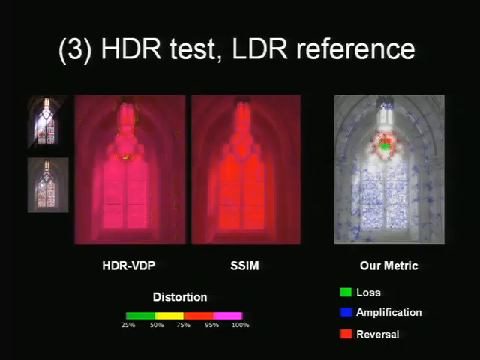But something interesting happens when the images have different dynamic ranges. In this case, the large magnitude of differences due to dynamic range saturate the distortion maps of both HDR-VDP and SSIM, and it occludes the distortions caused by the local blur. Our metric, on the other hand, detects an overall amplification of invisible contrast, which is expected since the test image has higher dynamic range than the reference in this example. But we can also clearly see the distortions caused by the local blurring.